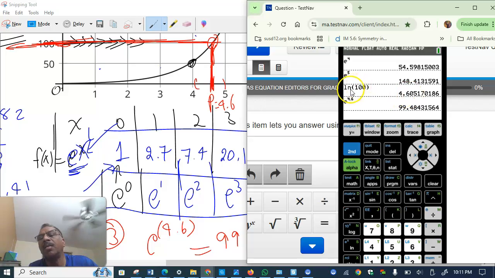So what the logarithm does is undo what the function e does. So the input is 4.6 and the output is 99. That means ln of 99 is almost like 4.6. So that's what ln does. As we progress, we will see what's going on here.